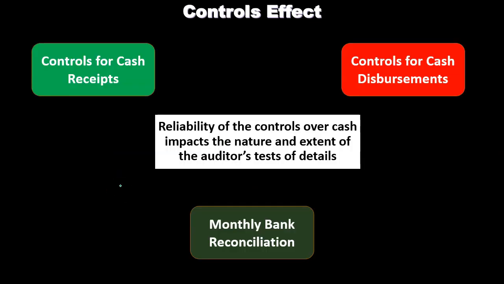Now we'll consider the controls effect on cash. Reliability of controls over cash impacts the nature and extent of the auditor's tests of details. So we would expect there to be some fairly strong controls over cash, given the nature of cash being somewhat of an inherent risk factor due to its liquid nature, and also something that's going to be involved in many different processes. So we should have the controls over the cash receipts. And notice we've discussed some of those controls as we've thought about the processes that are typically involved for the sales process and other types of cash receipts processes. And then controls over cash disbursements. And we've discussed some of those controls as we've thought about the purchasing process, for example. And then, of course, the monthly bank reconciliations.